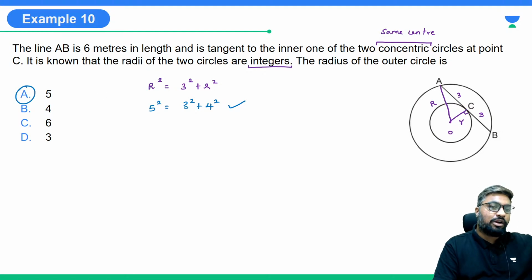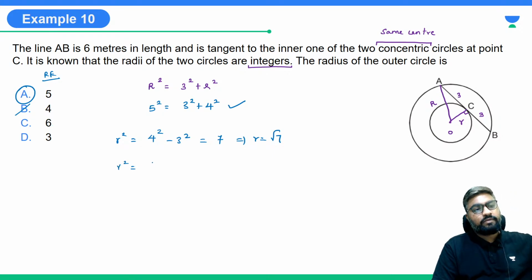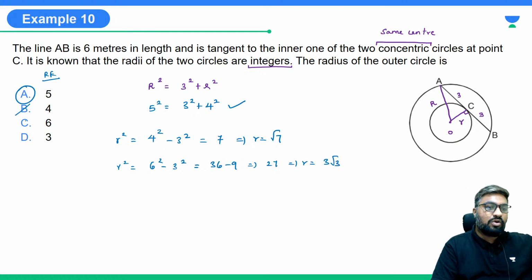Let's say if I plug in 4, we are doing reverse engineering here, okay? If I plug in R square as 4, what will happen? Small r square will be 4 square minus 3 square, which is 16 minus 9, 7. So r will be √7. Not an integer. Out. Same thing with 6. Small r square will be 6 square minus 3 square, which is 36 minus 9, 27. So what will r be? √27, which is 3√3. Again, no.